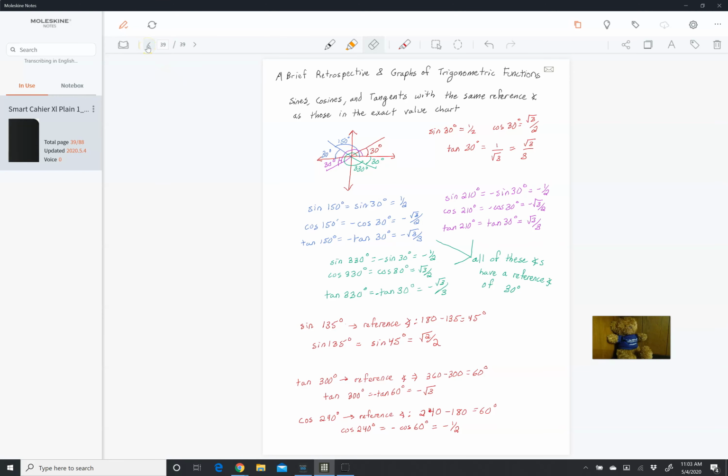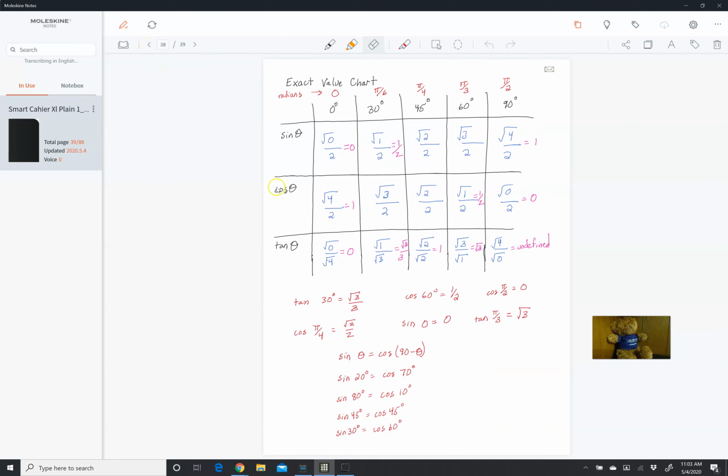Now for 0 and 90, okay, 0 and 90 are not considered reference angles because reference angles are acute angles, and these are not forming angles at all. It's just two lines. We can't call them acute angles.